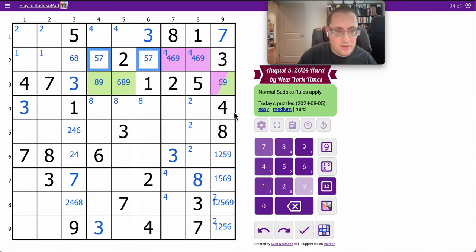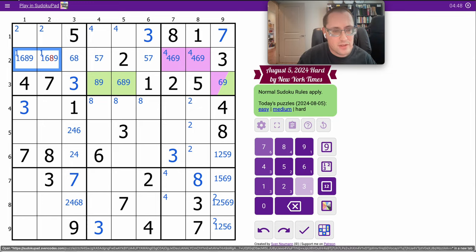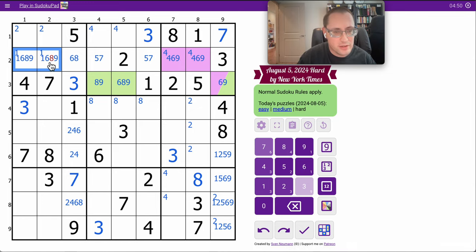Same region as a five. So these are from 4, 6, 8, 9, but they can't be four, so this is 6, 8, 9. Okay. 2, 3, 5, 7. So 1, 4, 6, 8, 9. Okay, so 8 can't be here. This one could be any of those 3.